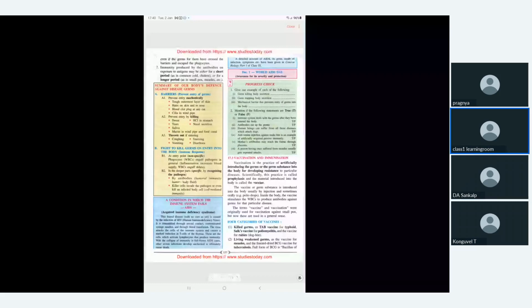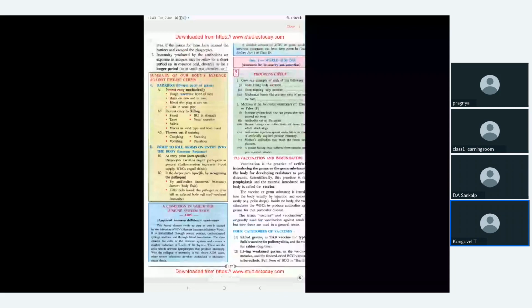Fine. So look at the boxes, what they're talking about. Barriers, how the body is protected. That's what we discussed till now. Outermost layer of skin, hair on skin, blood clot, cilia, windpipe, etc. And then we produce sweat, tears, saliva, HCl secretions, nasal secretions. All these fluids kill the bacteria and then throw them out.